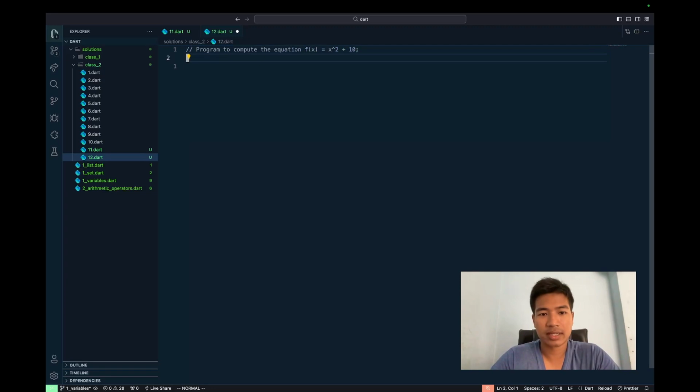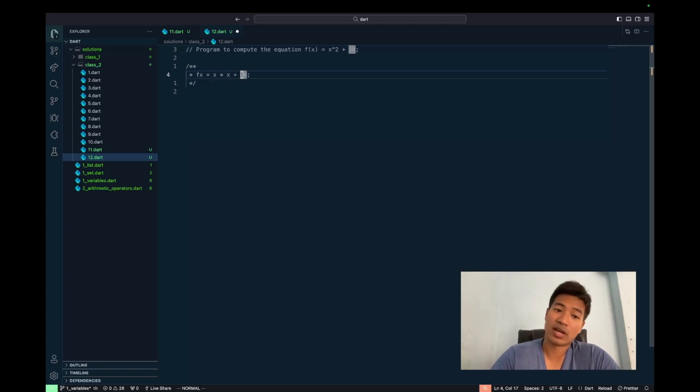Program to calculate the equation. This notation is the math notation, which is not any different from what we do in programming. So f(x), with special brackets added, is f of x equals x squared plus 10, x into x plus 10.